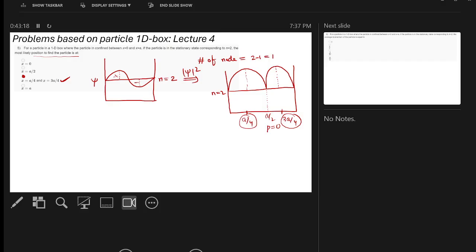But let's say we don't know how to plot it. Then how can we solve it? We can solve it by writing equations. How? Let's try to do that. Okay, so for n equal to 2, what is psi?